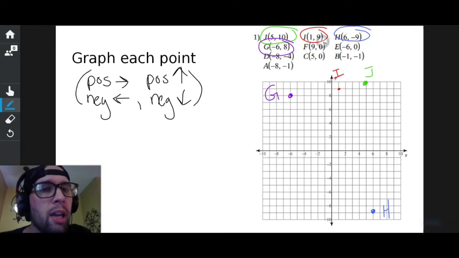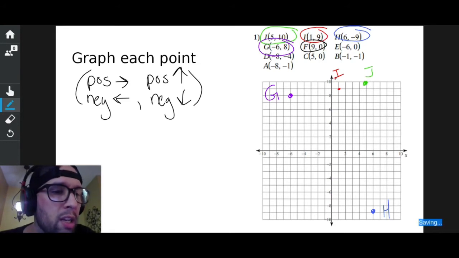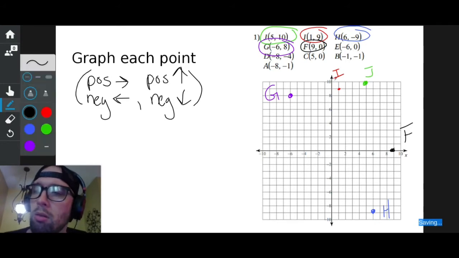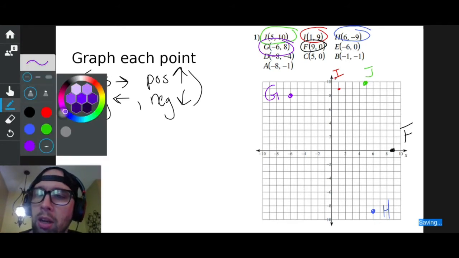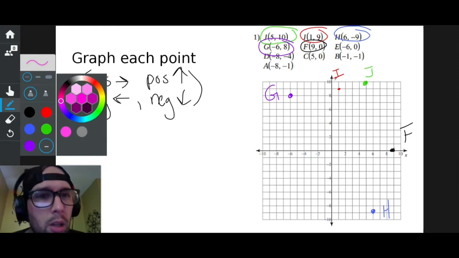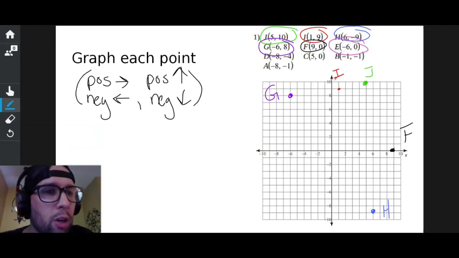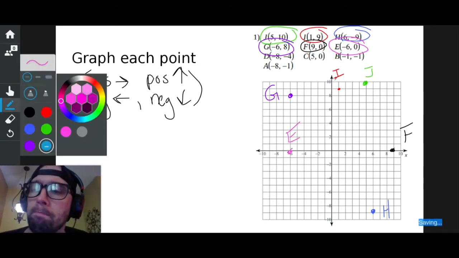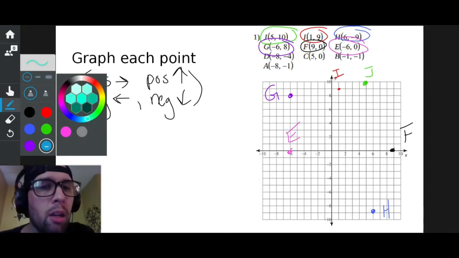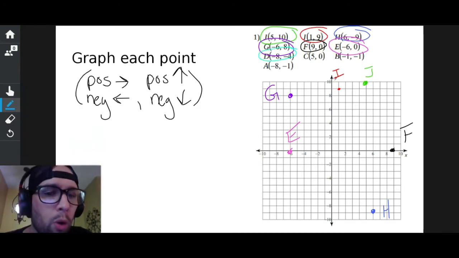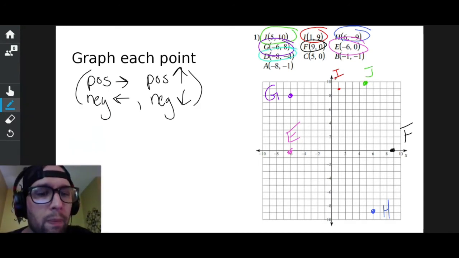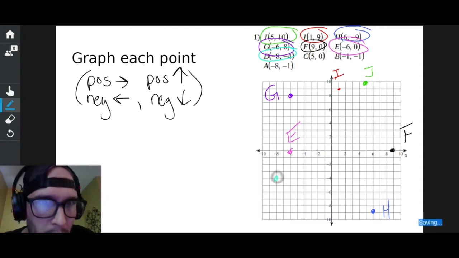F is 9, 0, which means go right 9. 0 means don't move, call it F. Let's see what other colors we can get. How about a nice pink? E is negative 6, 0, which means we go left 6, don't move up or down, call it E. Nice light blue, nice cyan. D is negative 8, negative 4. So let's go left 8, down 4. Call it D.